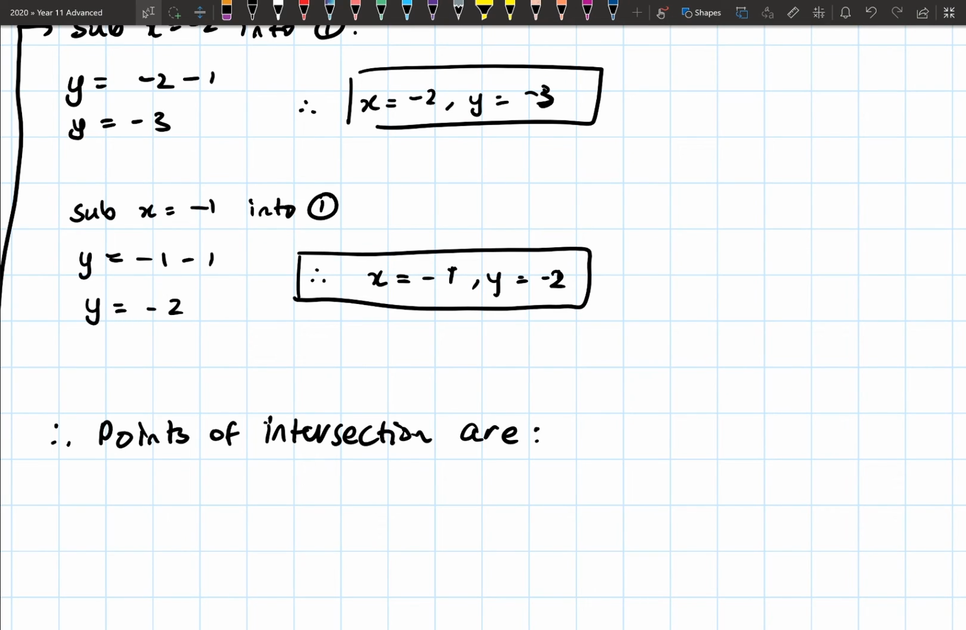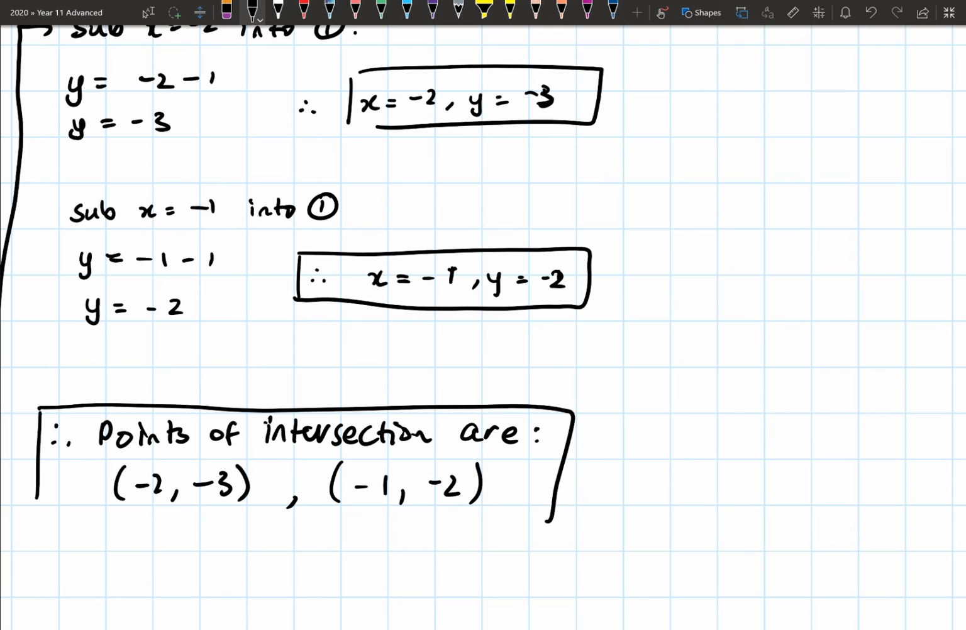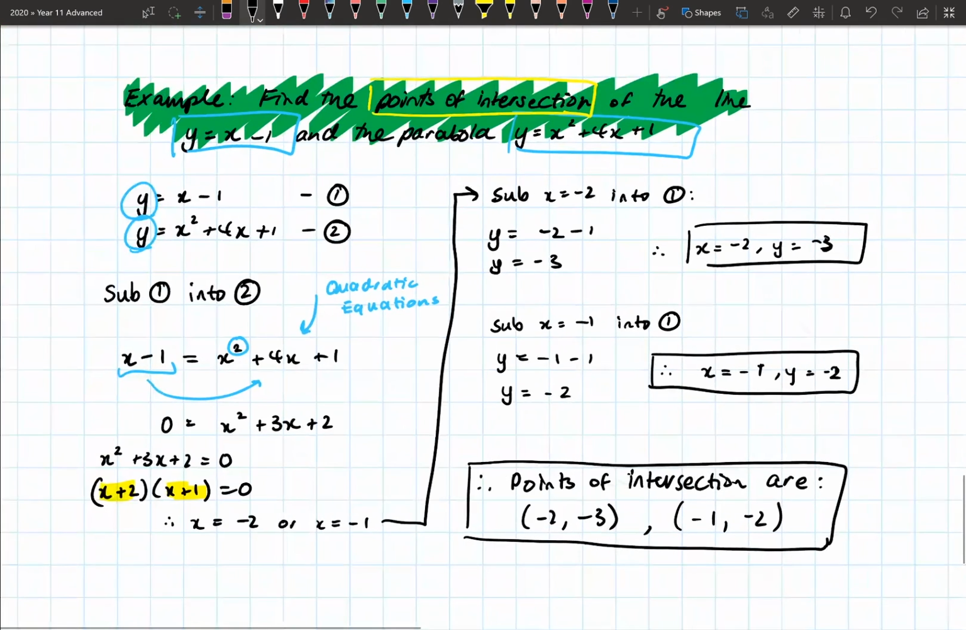So when I change that into a point of intersection, just remember points are coordinates, and coordinates need two values. So I'm going to have bracket minus 2, minus 3. And the other one, which is the second set of solutions, is x is equal to minus 1, y is equal to minus 2. And so here we go. This is my solution here. My points of intersection just correspond to the solutions I get when I'm solving my equations simultaneously.